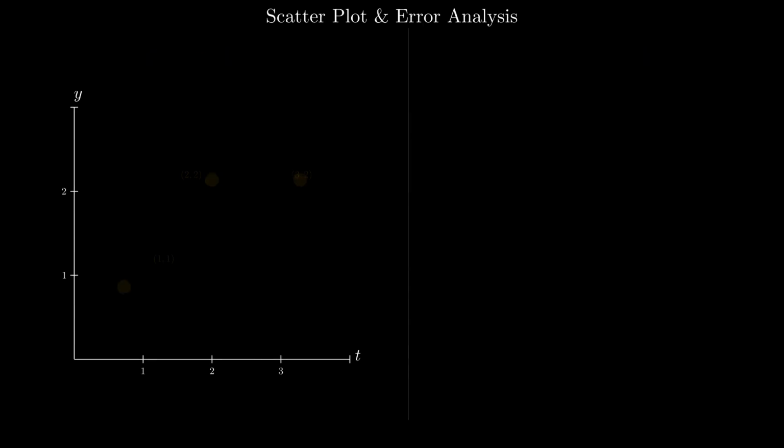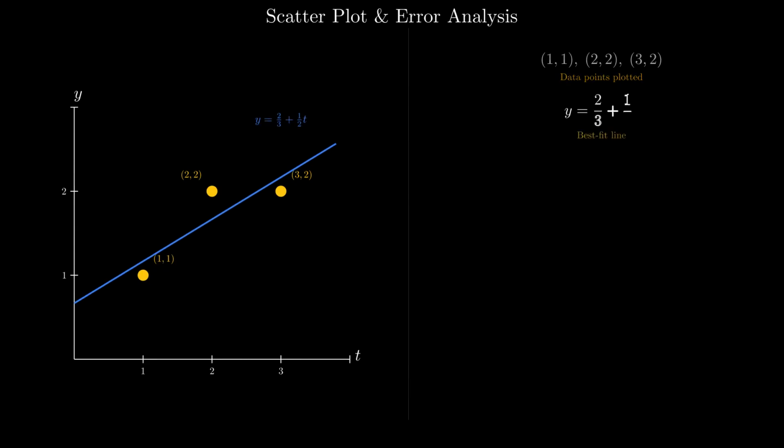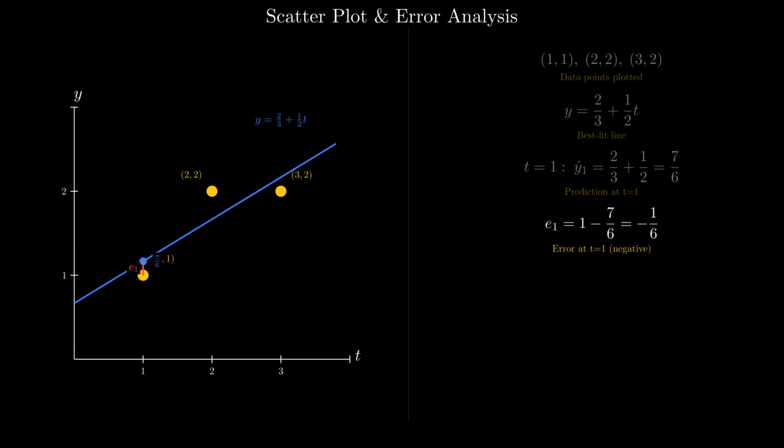Now let's see this solution on the scatter plot. The best fit line is y equals 2/3 plus 1/2 t. At t equals 1, the line predicts 2/3 plus 1/2, which is 7/6. The actual data value is 1, so the error E1 equals 1 minus 7/6, which gives us negative 1/6. At t equals 2, the prediction is 2/3 plus 1, which is 5/3. The data value is 2. So E2 equals 2 minus 5/3, which is 1/3.